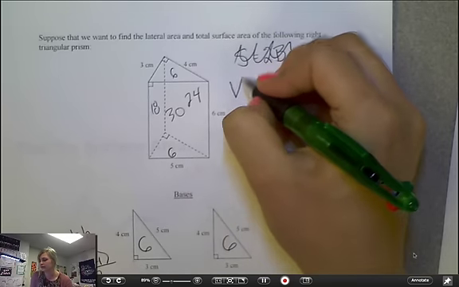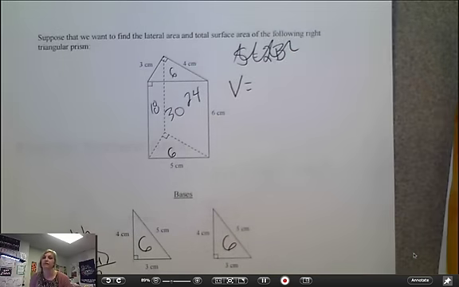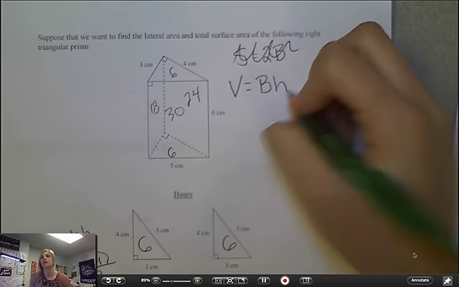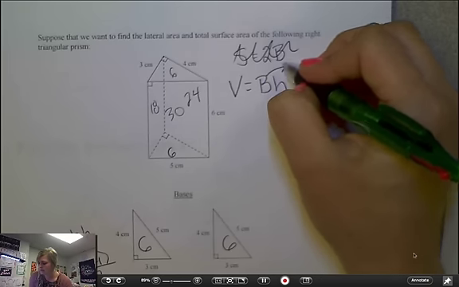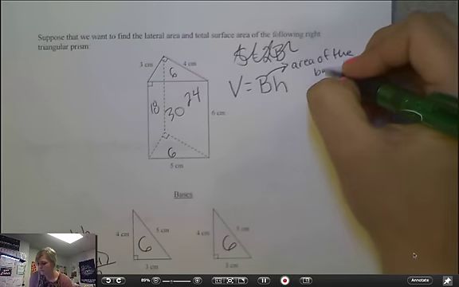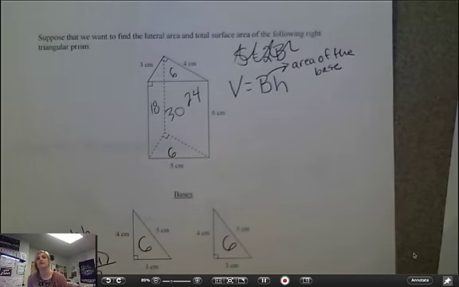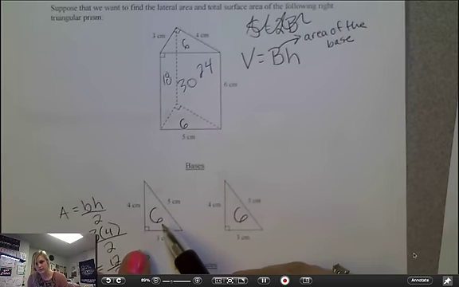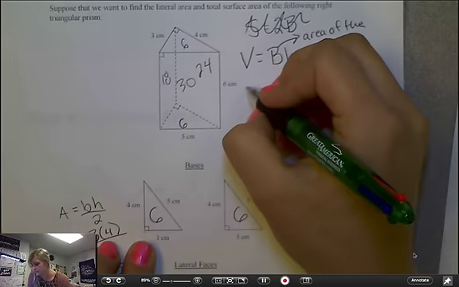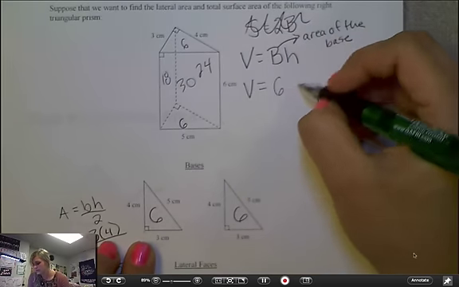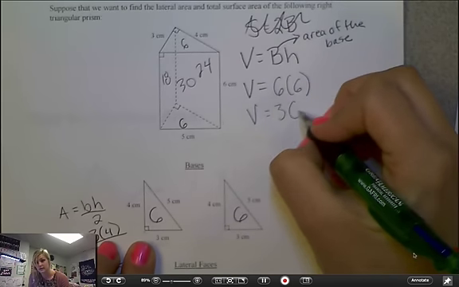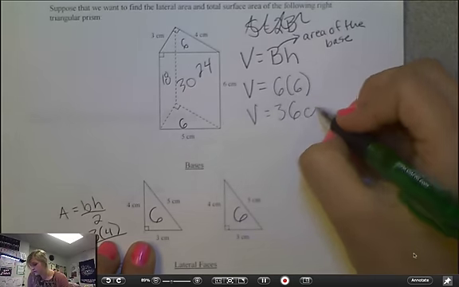Okay, for volume, we're going to do the same thing that we did for the rectangular prism. It's going to be the area of the base times height. So remember, this capital B means area of the base. We already know what the area of the base is because we had to find it for the surface area. So we know that's 6, and then my height is actually 6 as well. So this is going to be quite simple. The volume is just going to be 6 times 6, which is 36 centimeters cubed.